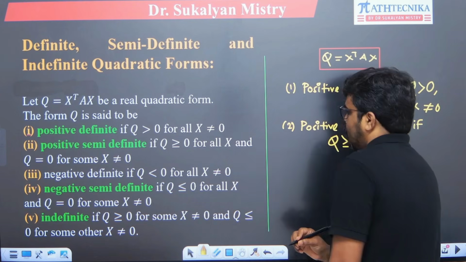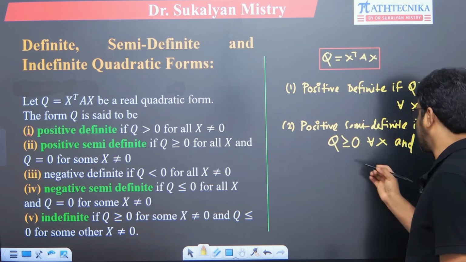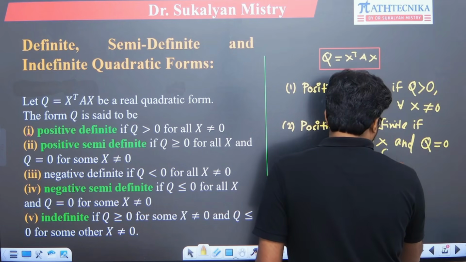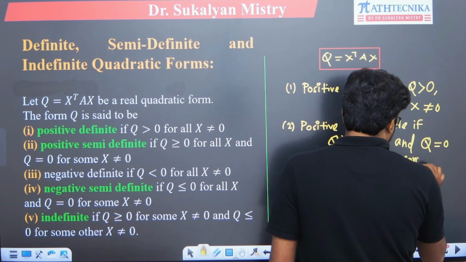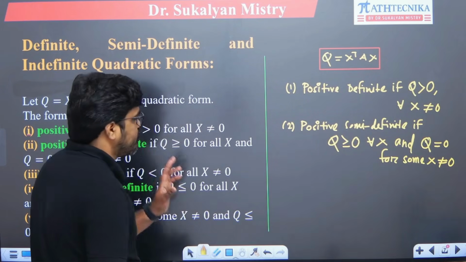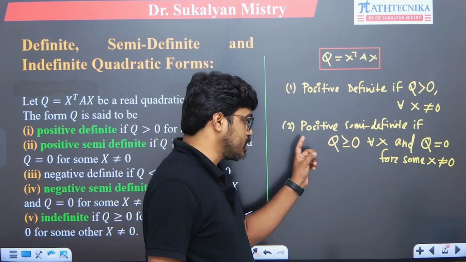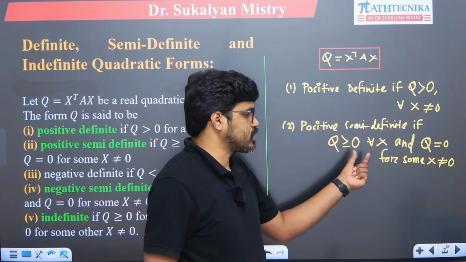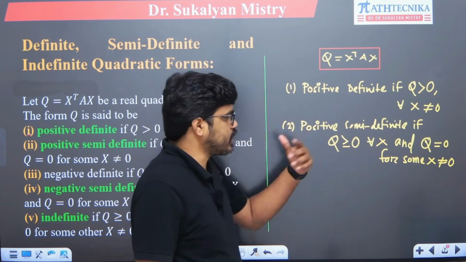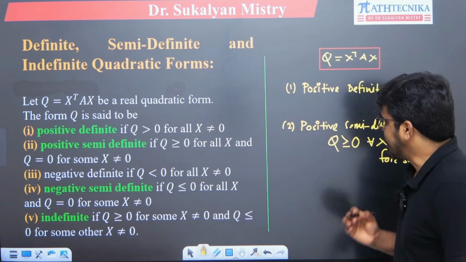and there exists some x not equal to 0 for which Q is equal to 0. Okay, that is very important. Positive semi-definite will be Q greater than or equal to 0. That means Q is greater than or equal to 0 for all x, and Q is 0 for some x not equal to 0. We will consider an example to clear this concept. Don't worry.